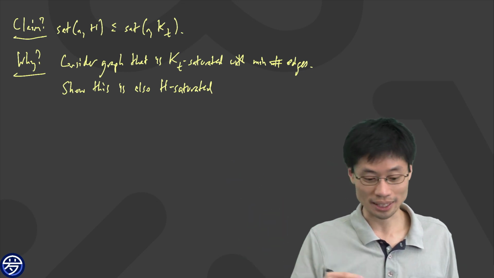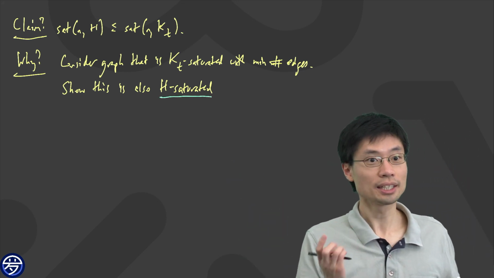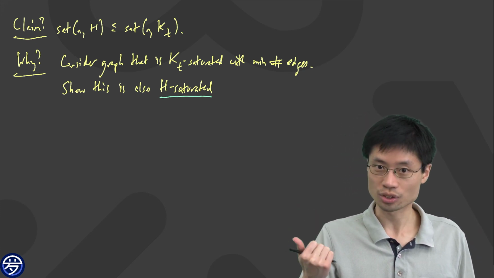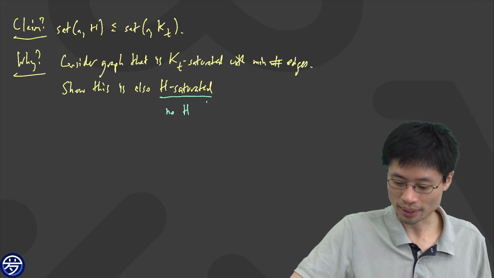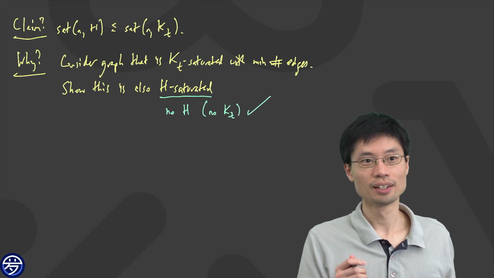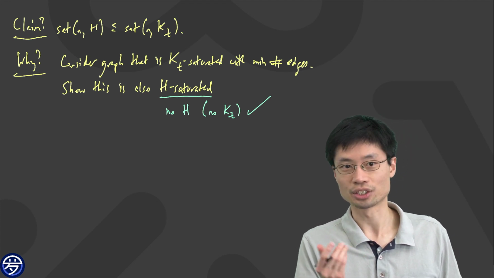But now let's double check this. Show that it is also H saturated. What does H saturated mean? H saturated means it does not have an H. Well, that's true. That's okay. So there is no H because there is no KT. That's good. But the next question is, why is it true that adding any edge would make an H?